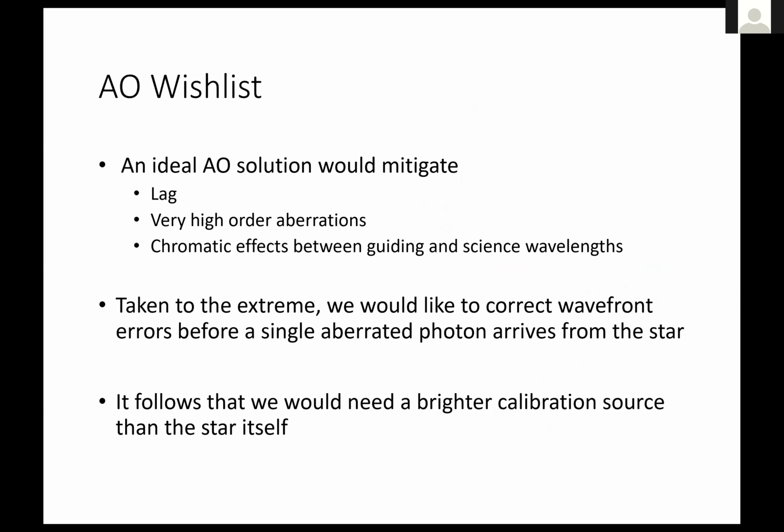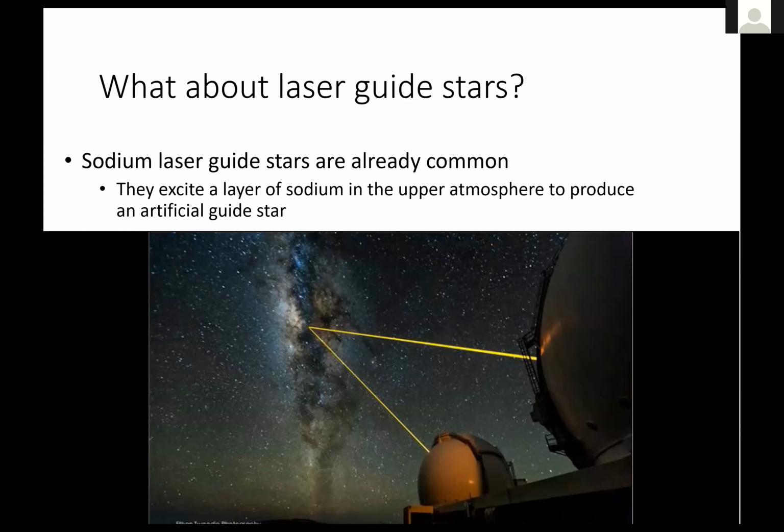So it follows that if we're going to correct the atmosphere before a single aberrated photon arrives, we need a brighter calibration source than the star itself. That brings to mind laser guide stars. Sodium laser guide stars are already common. They work by exciting a layer of sodium in the upper atmosphere to produce an artificial guide star. Here's a picture of two lasers going at Keck.